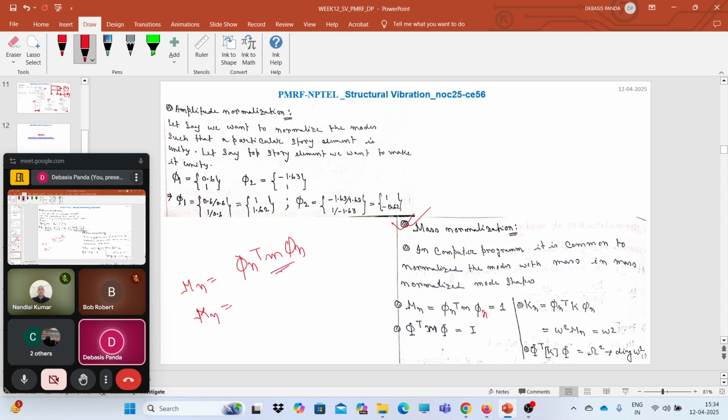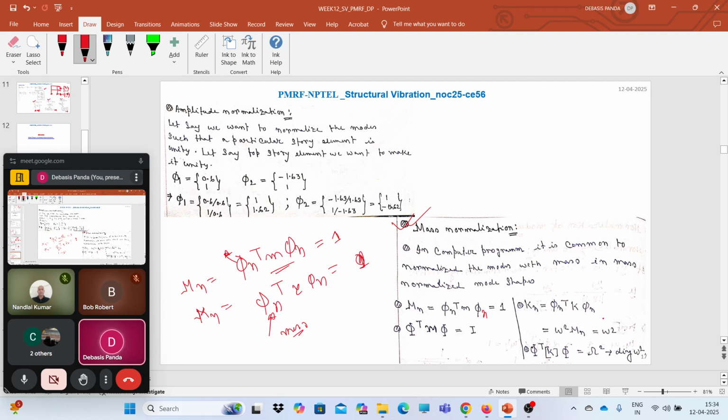And if these are the mass normalized mode shapes, then this will become 1. So phi n transpose K phi n also will become 1 if these are mass normalized. So how can we do the mass normalization? We need to consider it to 1 and then do the calculation.